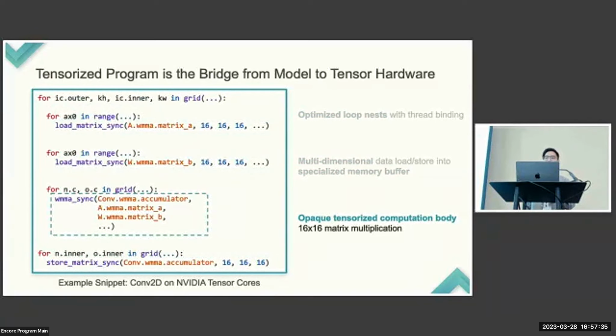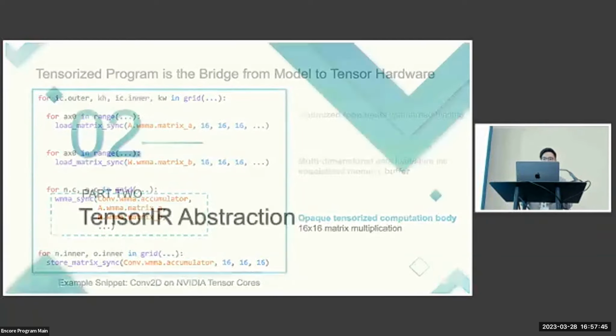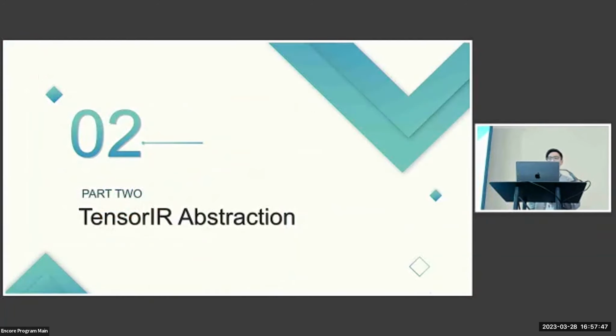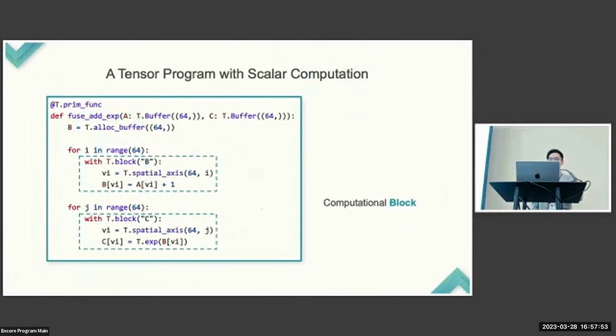Because those instructions are opaque, the compiler does not know how much data the instruction will read or write from memory, and does not know what computation the instruction does. To solve that problem, we introduced the TensorIR abstraction, a new abstraction designed for tensorized programs. Block is the most important abstraction in TensorIR.